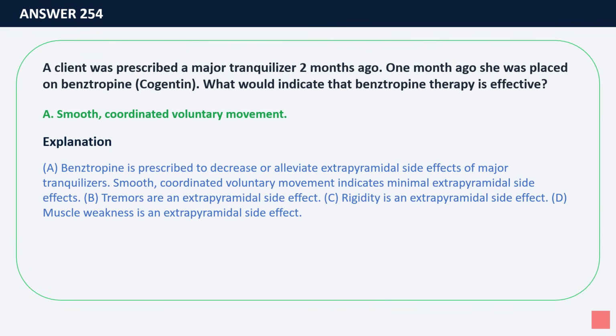Answer: A. Smooth, coordinated voluntary movement. Explanation: A. Benztropine is prescribed to decrease or alleviate extrapyramidal side effects of major tranquilizers. Smooth, coordinated voluntary movement indicates minimal extrapyramidal side effects. B. Tremors are an extrapyramidal side effect. C. Rigidity is an extrapyramidal side effect. D. Muscle weakness is an extrapyramidal side effect.